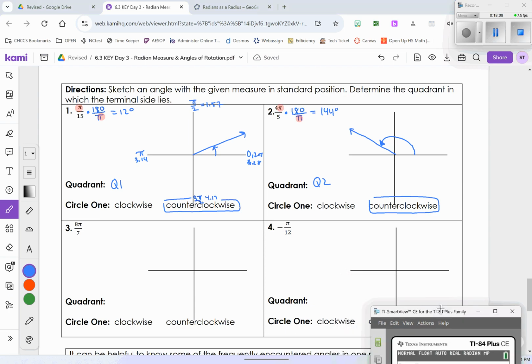Why don't you pause the video and see if you can do 3 and 4 on your own. When you're done, you can pause to check your work.